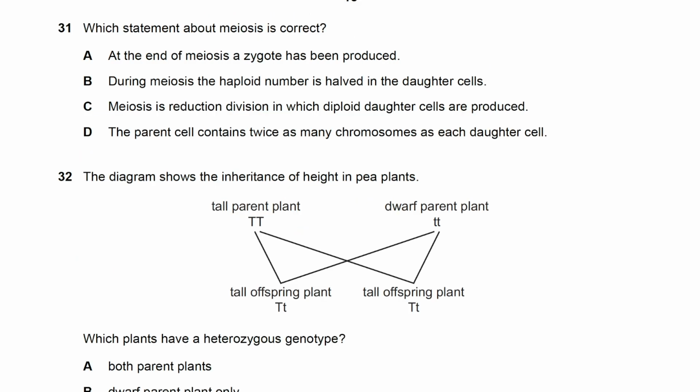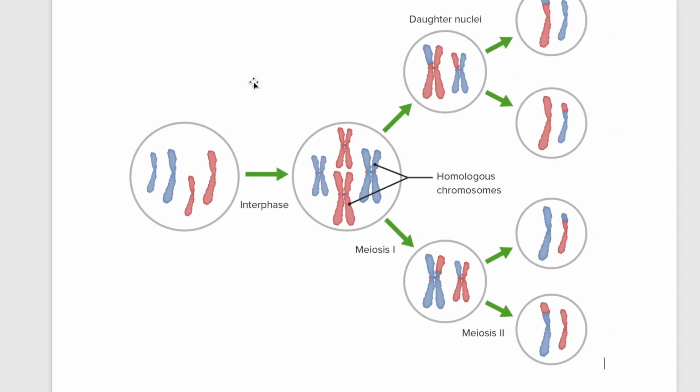Question number 31. Now, which statement about meiosis is correct? A, at the end of meiosis, a zygote has been produced. This is wrong. This is the fertilization process. B, during meiosis, the haploid number is halved in the daughter cells. Let me just show you this diagram that will help us in deciding what we are looking for.